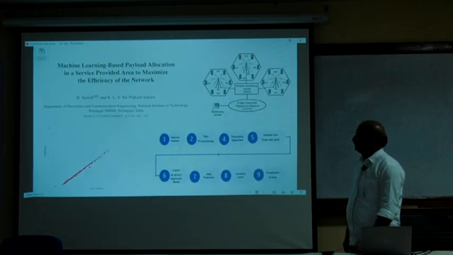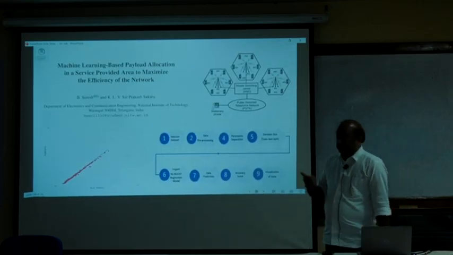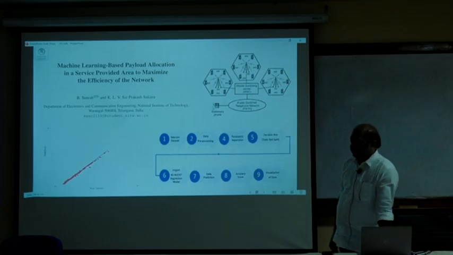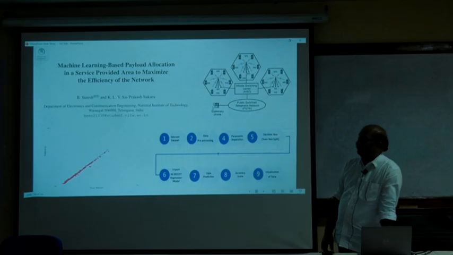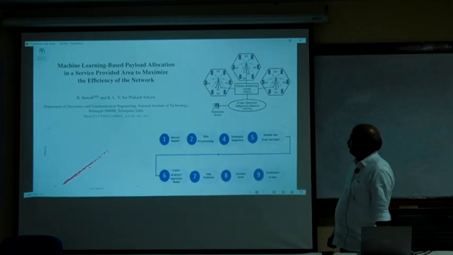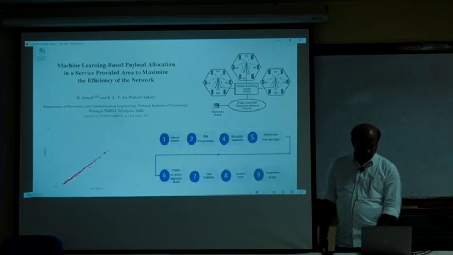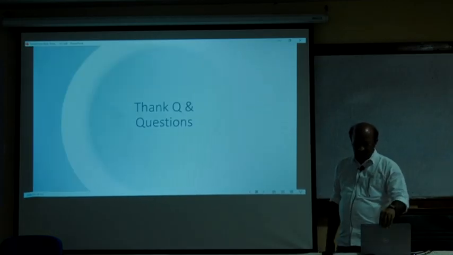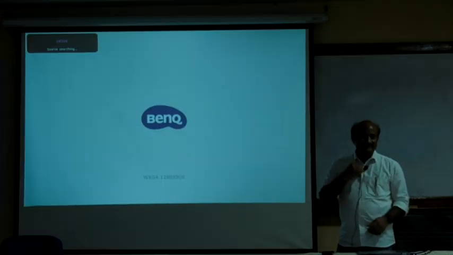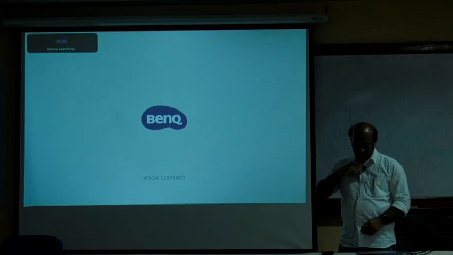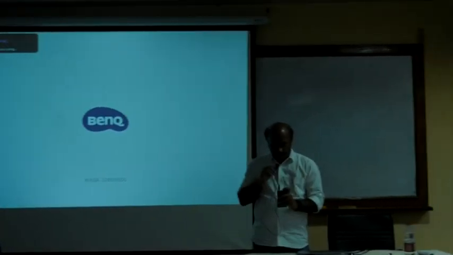The other one is again a payload allocation, which we are trying to use to maximize the efficiency of a network. This is one more work which we have done, and it has been published in an IEEE journal paper. These are some of the works which we have done last year, not this year. This year we are supposed to get some more, on the microprocessor front and the machine learning front.